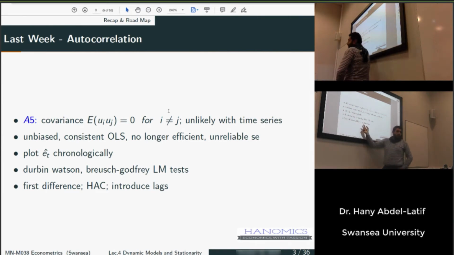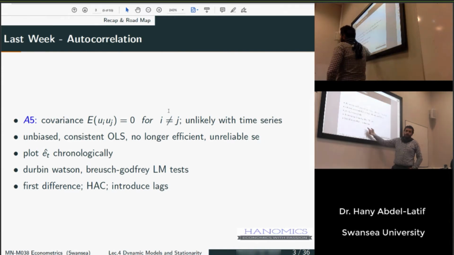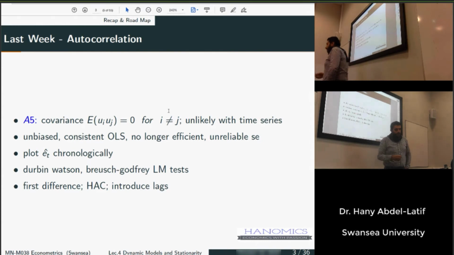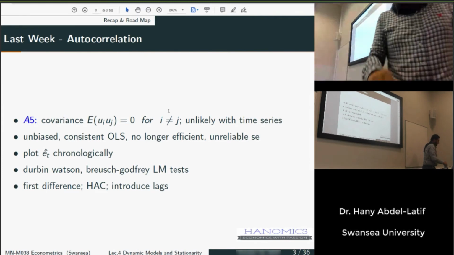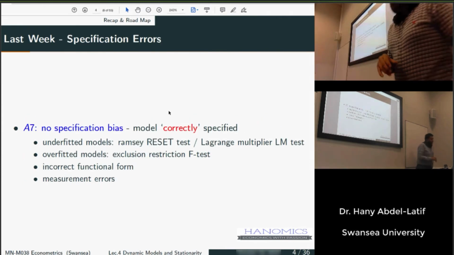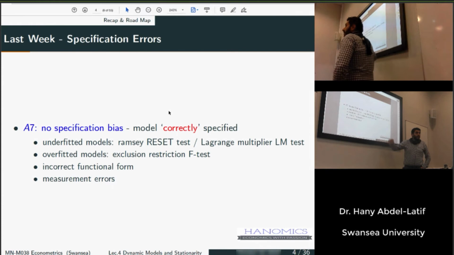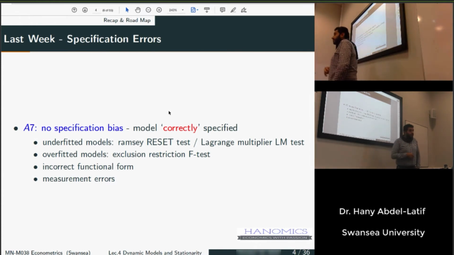But we also said we could introduce lags, and this is something we will do today. We'll show you how we can introduce lags into the model. That includes time series data. And then finally we move to specification errors.